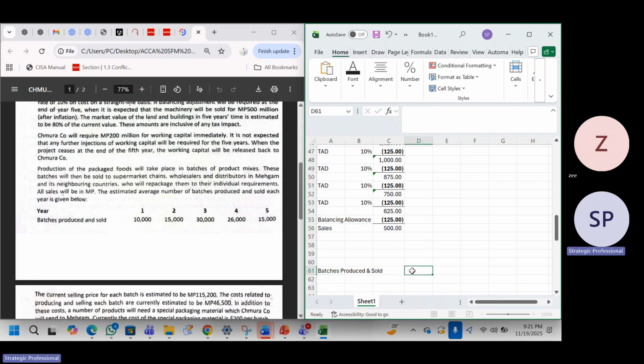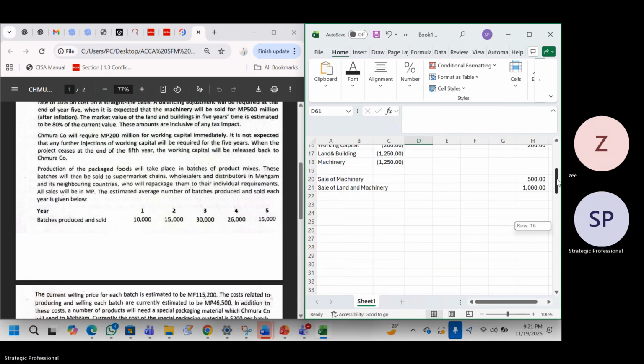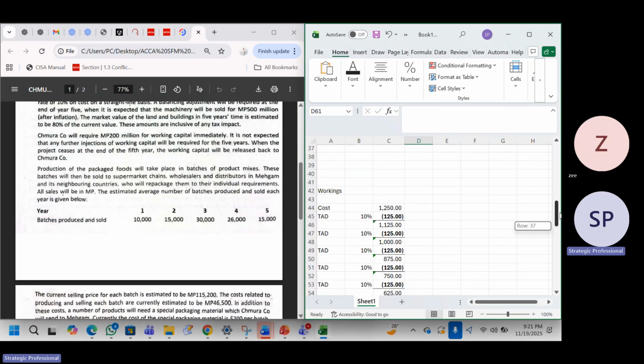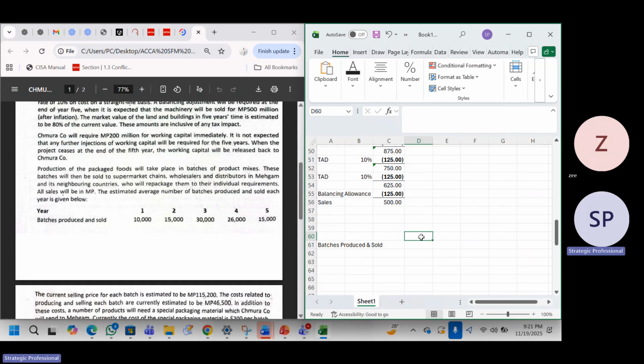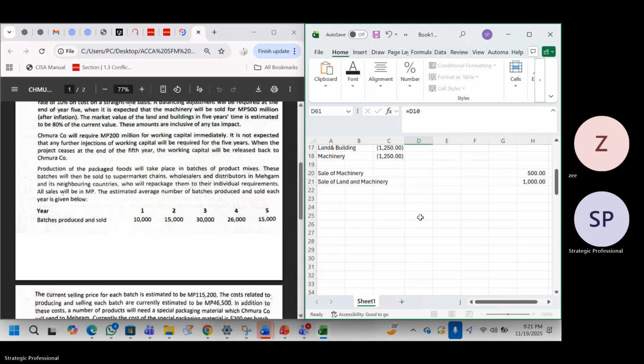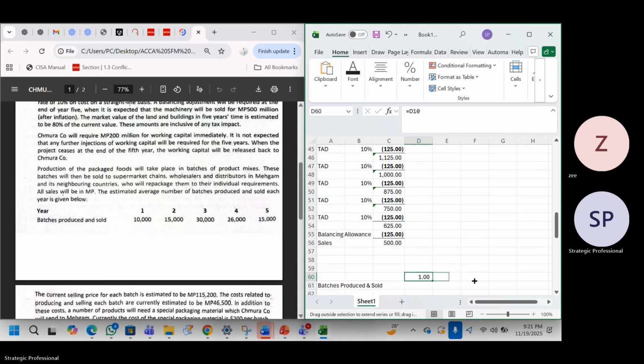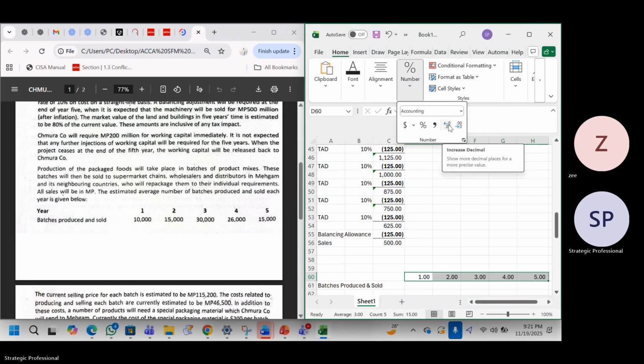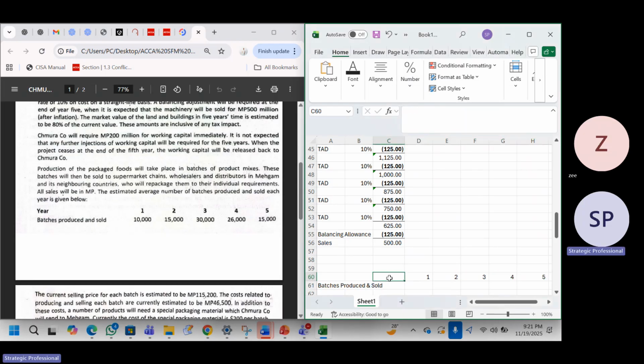So where's my year one? Where did my year one start from? Year one starts from D. So let me just put D here so that we'll be able to monitor. So this is for 5 years. And this is year 0.